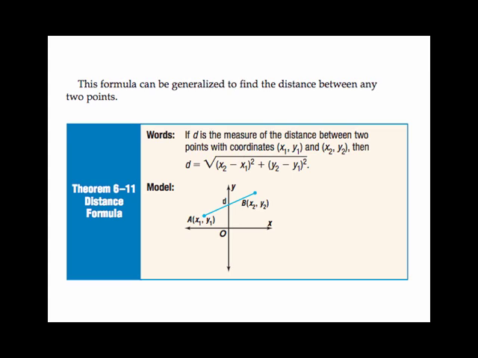This formula can be generalized to find the distance between any 2 points. Theorem 6.1.1 tells us the distance formula. If d is the measure of the distance between 2 points whose coordinates are (x1, y1) and (x2, y2), the distance will be the square root of (x2 - x1) squared plus (y2 - y1) squared.